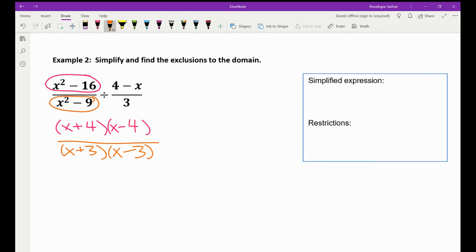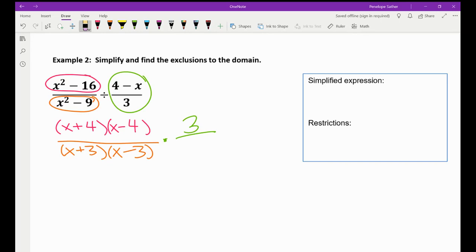All right, now we've made it to our fun fraction that gets to flip. So we know that we need to multiply by the reciprocal. The reciprocal is going to bring that 3 up to the top, and then we're going to end up moving that 4 minus x to the bottom.